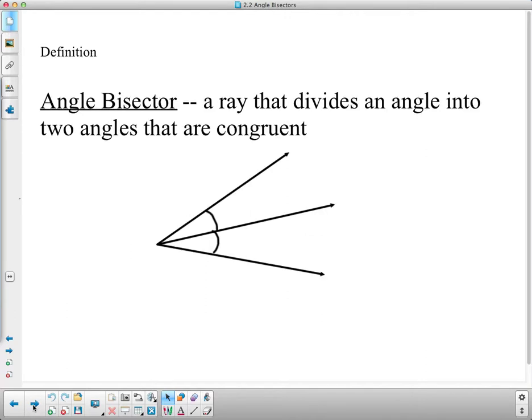So here's your definition for your notes. An angle bisector is a ray because it starts at that vertex point and goes out through the angle. You keep going, you could draw it forever. It's a ray that divides an angle into two angles that are congruent.